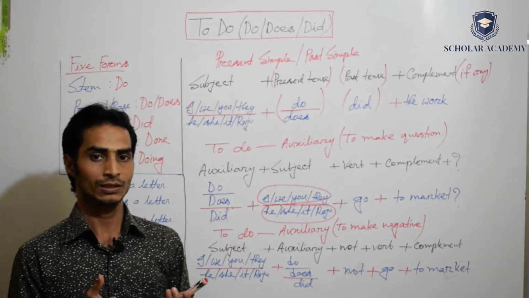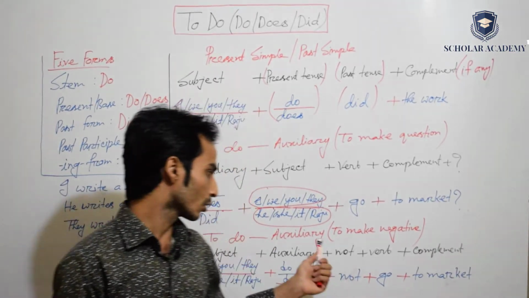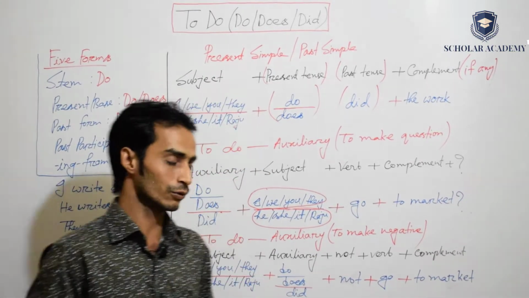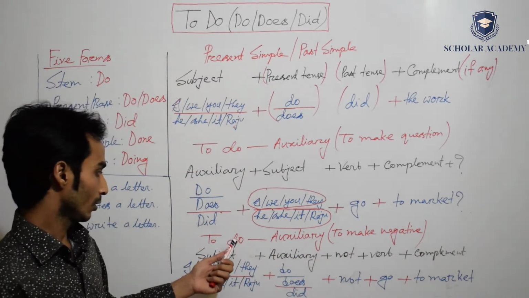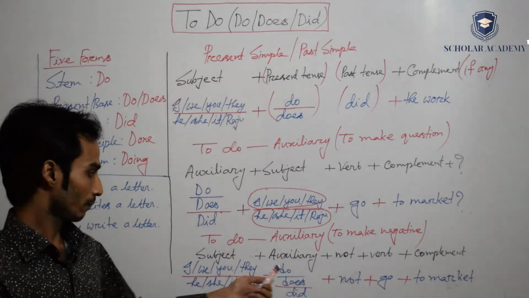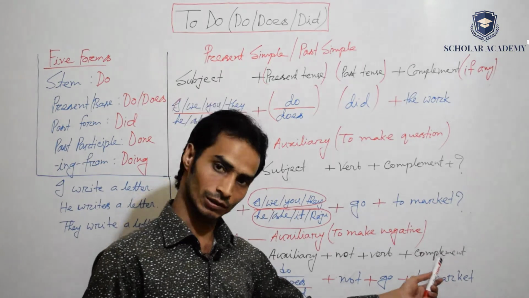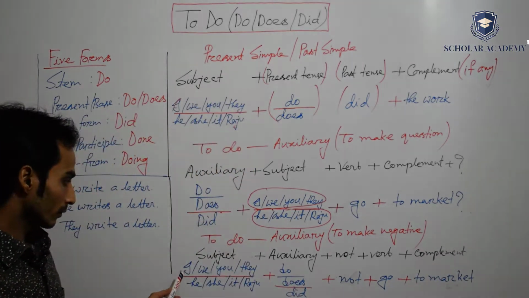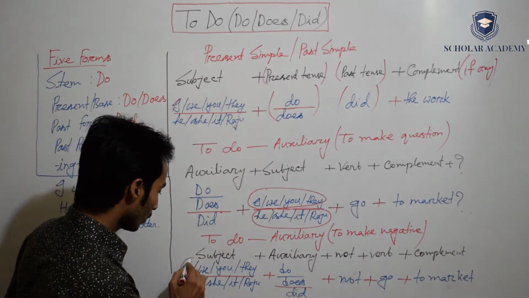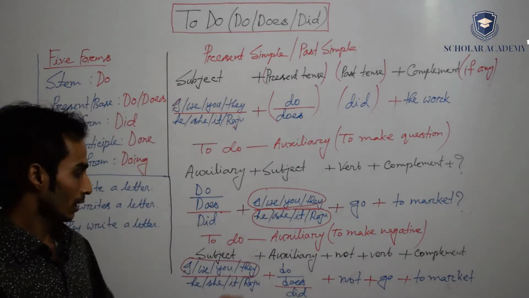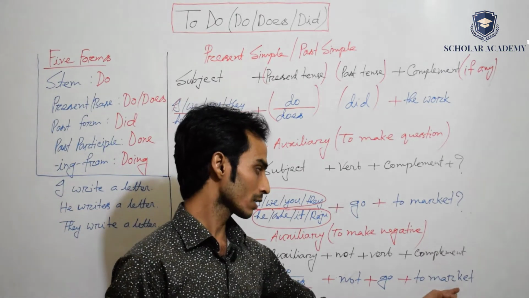Okay, after the subjects, that means between subject and verb, we will have to use do not, does not, and did not. The structure will be subject plus auxiliary plus negative word plus verb plus complement. In the simple present tense, if the subject is I, we, you, and they, you will have to use do, then not, then verb plus complement.